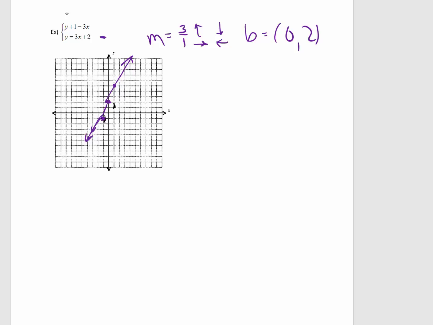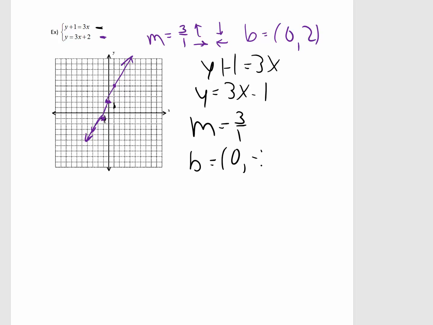Okay, so now I want to take the top equation and solve that for y to get into slope-intercept form. Subtract 1. So the slope is 3 over 1, and the y-intercept is -1, and I can write that as an ordered pair (0, -1). So again, the slope up and to the right, or down and to the left. So let's do that. Connect the dots.